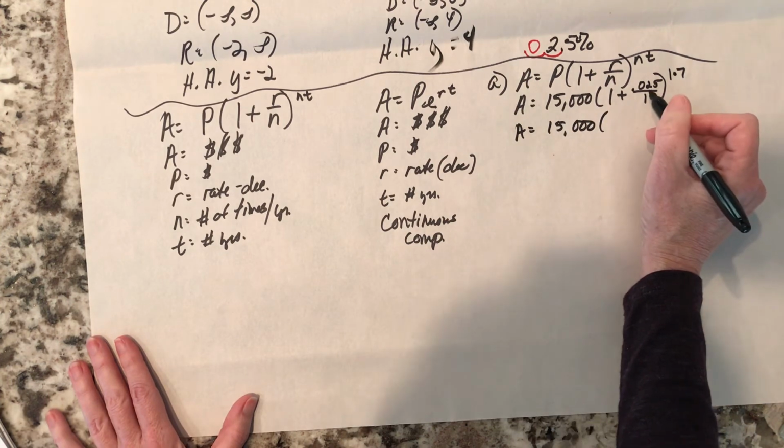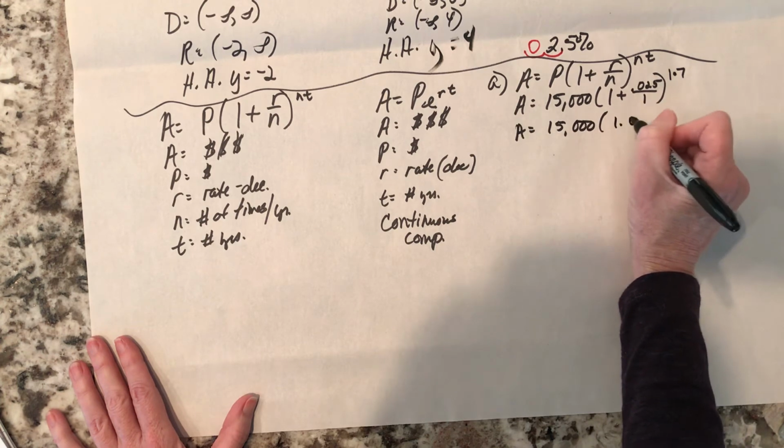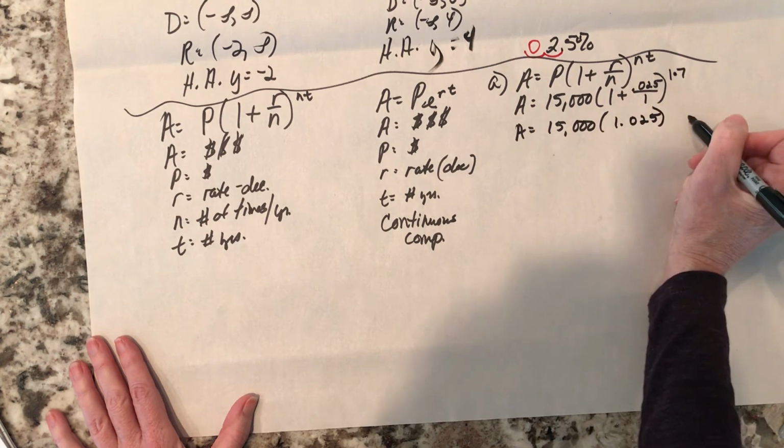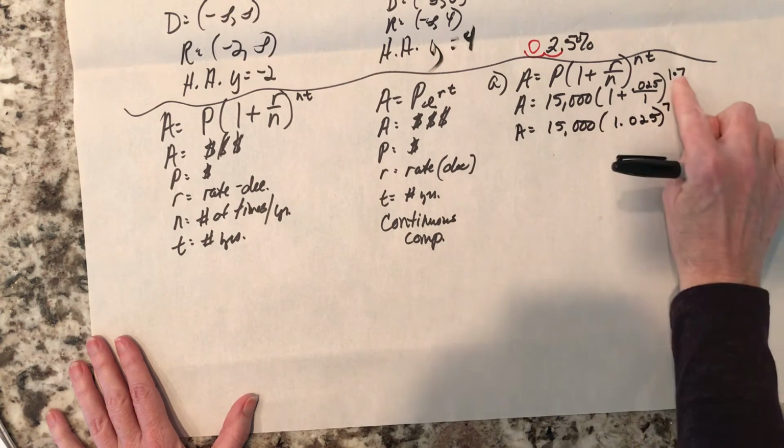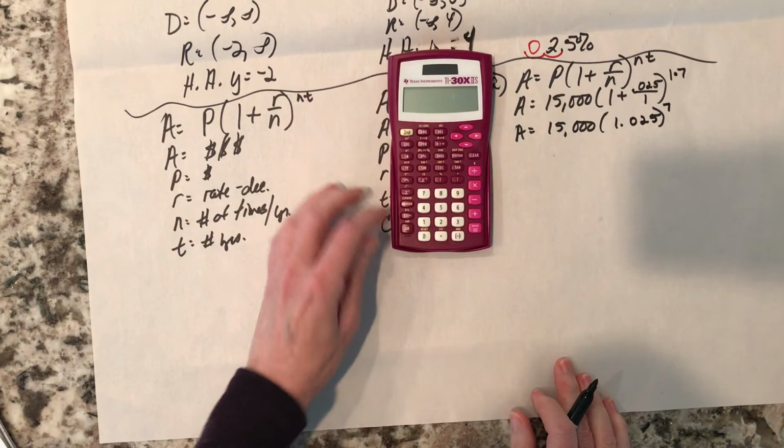0.025 over 1 is just 0.025. 1 plus 0.025 will give you 1.025. 1 times 7 is just 7. Let's put this in our calculators.